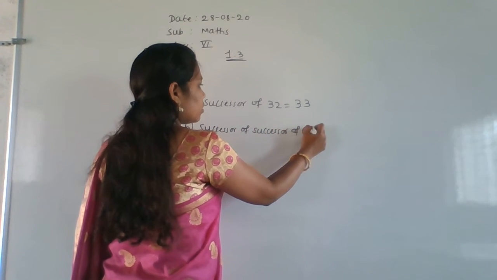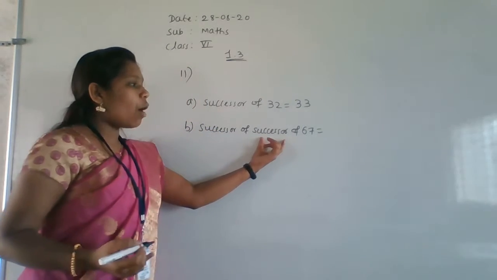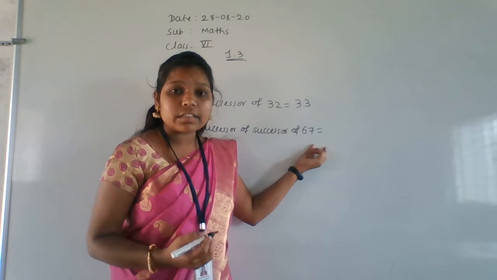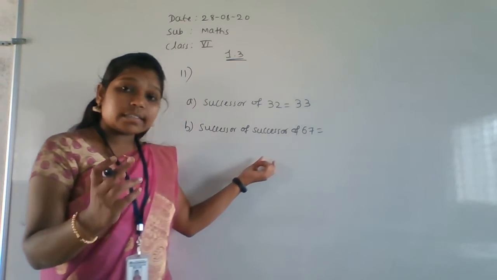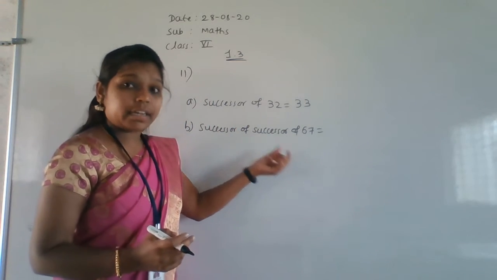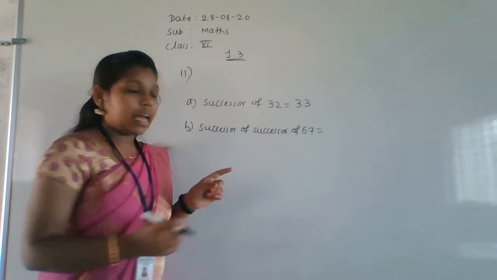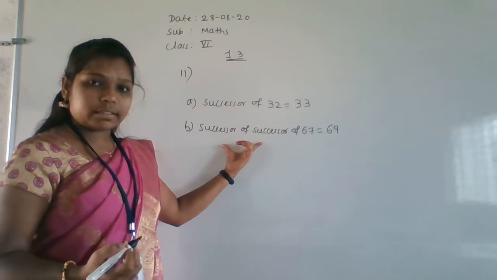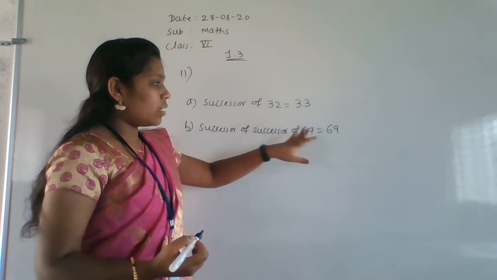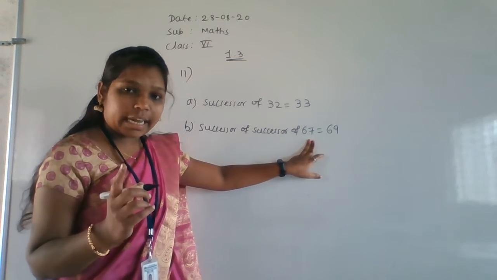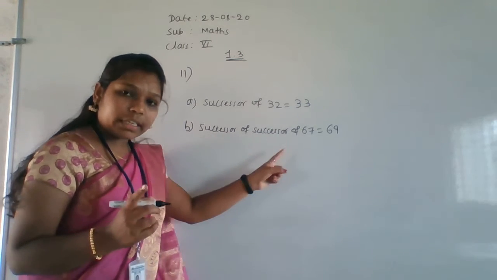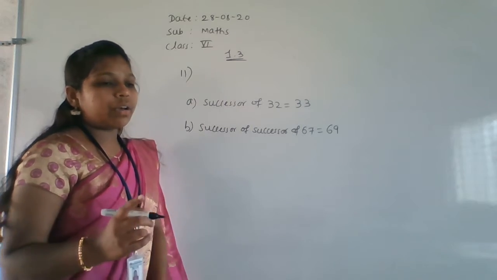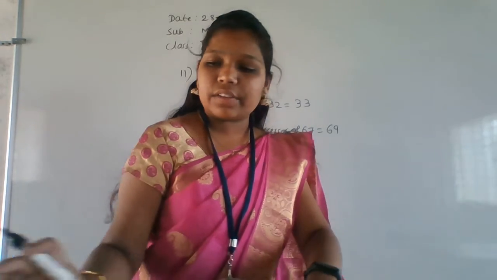First you have to take the successor of 67. What is the successor of 67? 68. Next, successor of that 68 is nothing but 69. So here two successors are there. First, the successor of 67 is 68. Next, the successor of 68 is 69. Getting it, everyone? Okay.